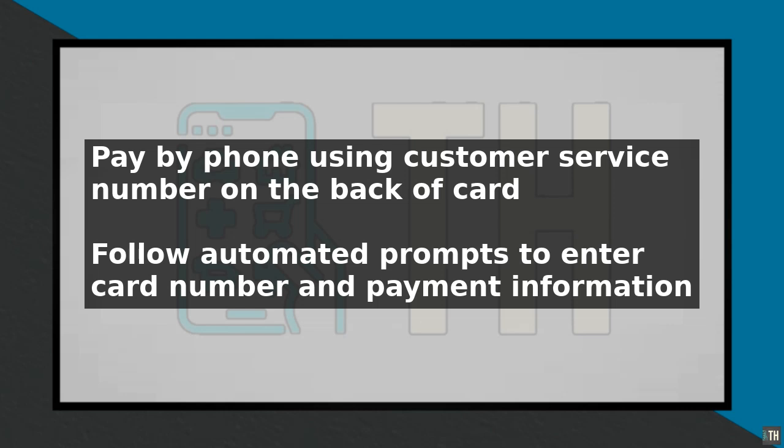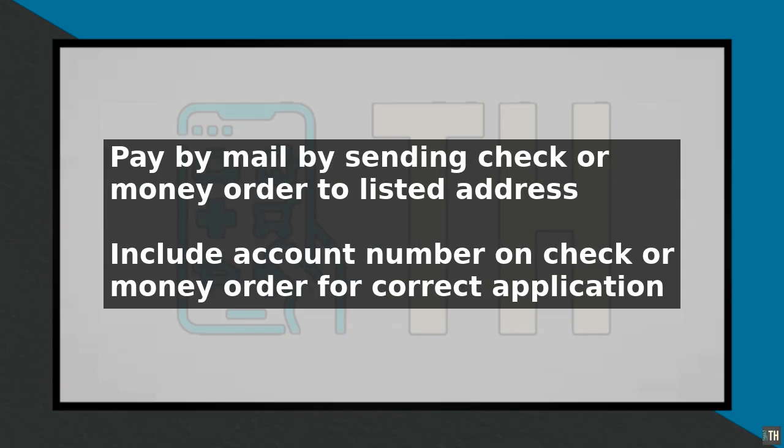You can also pay your IKEA credit card bill by mail by sending a check or money order to the address listed on your statement. Be sure to include your account number on the check or money order to ensure that the payment is applied correctly.